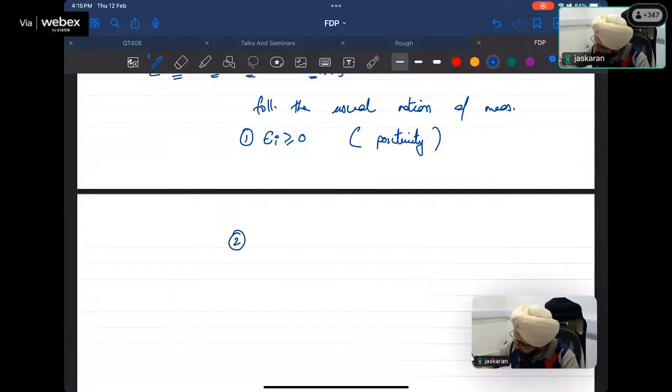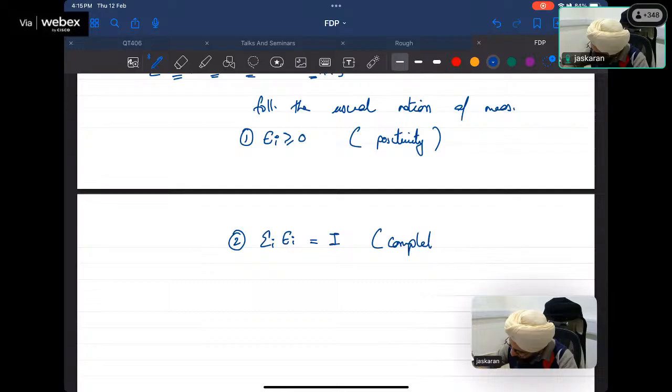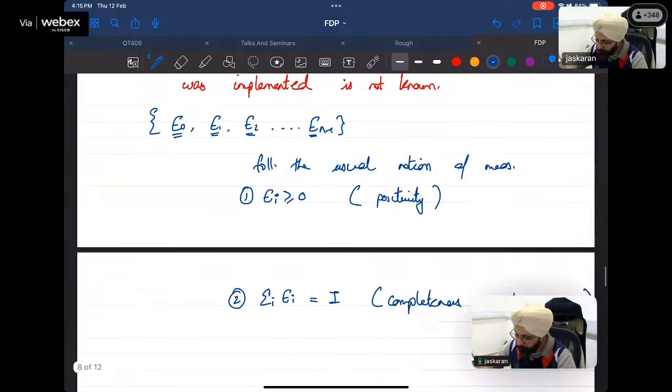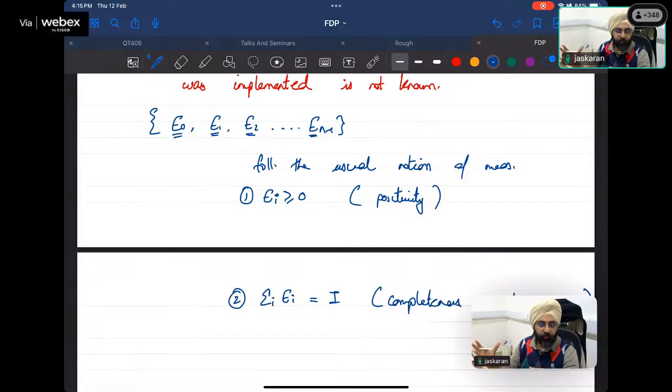I also require that the sum over all these operators Ei should sum to identity, same as before. We term this completeness, and this is required because the probabilities sum to 1. If I have 4 outcomes in my experiment, the probability of getting outcome 1 plus the probability of getting outcome 2 and so on should all sum to 1. What this means is that in an experiment I will get some result. It could not be the case that I am not getting any result.